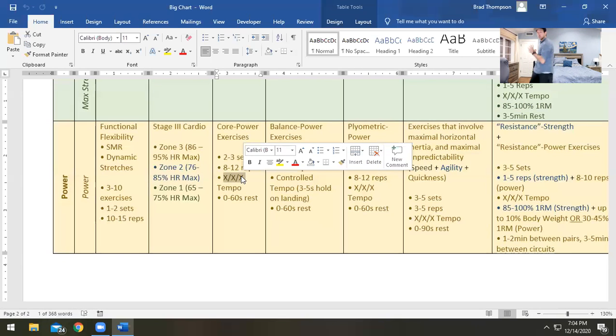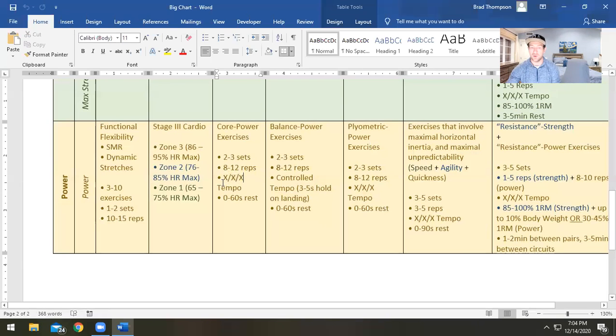right? That's explosive in all three types of muscular contractions. It's explosive concentrically, eccentrically, and isometrically. In fact, it's not isometric, it's amortization, right? So that's important. Whenever you see that tempo, it's fast in all three directions. And then 0 to 60 seconds rest.